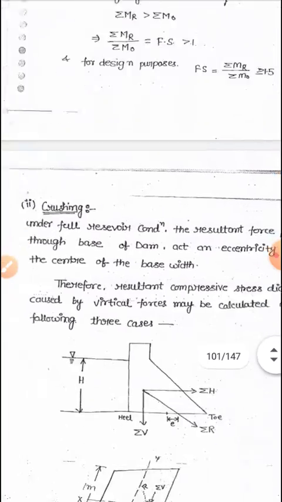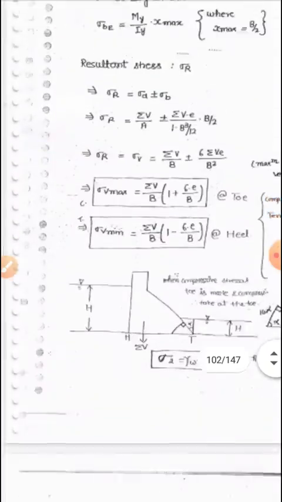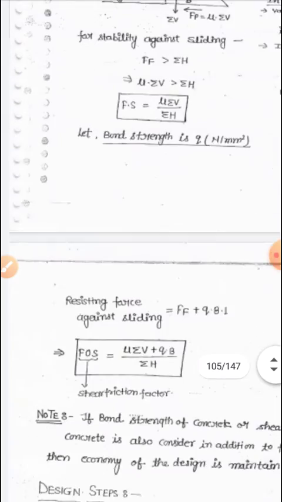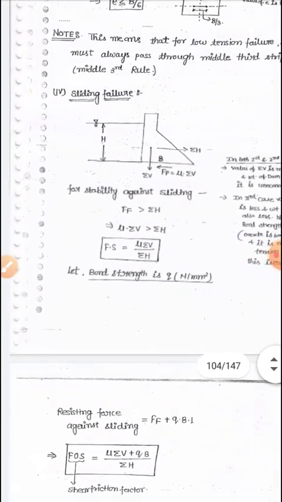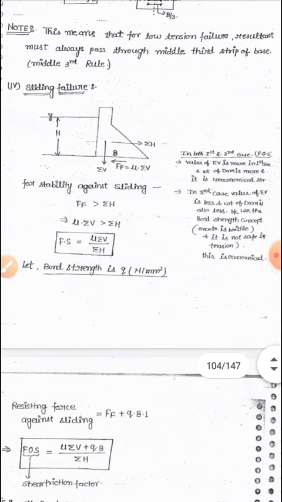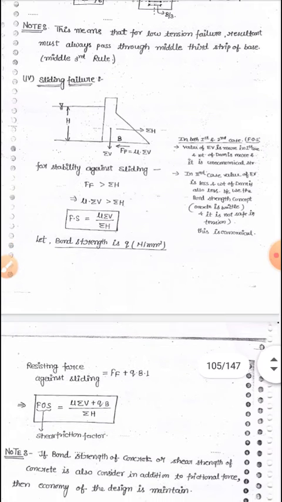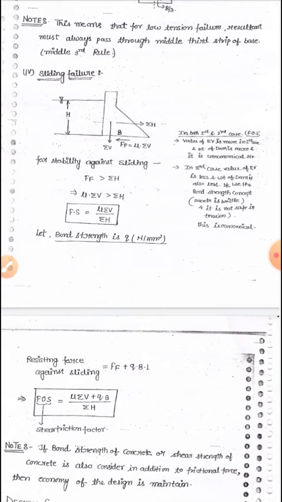Next, sliding. Let's check. A dam fails in sliding at its base or at any other level if the horizontal forces causing sliding are more than the resistance developed at that level.